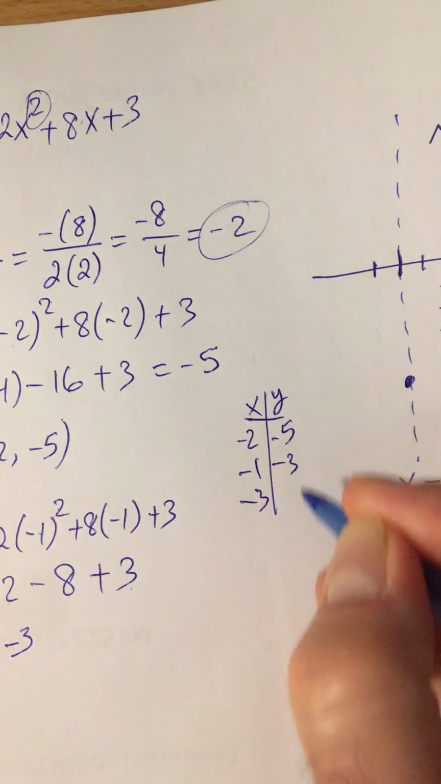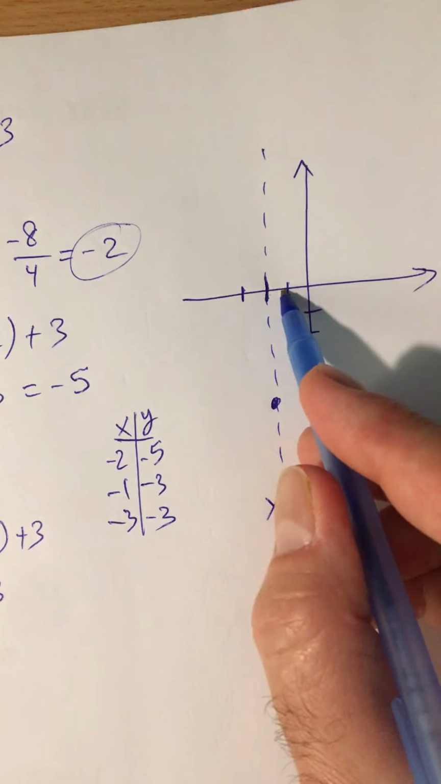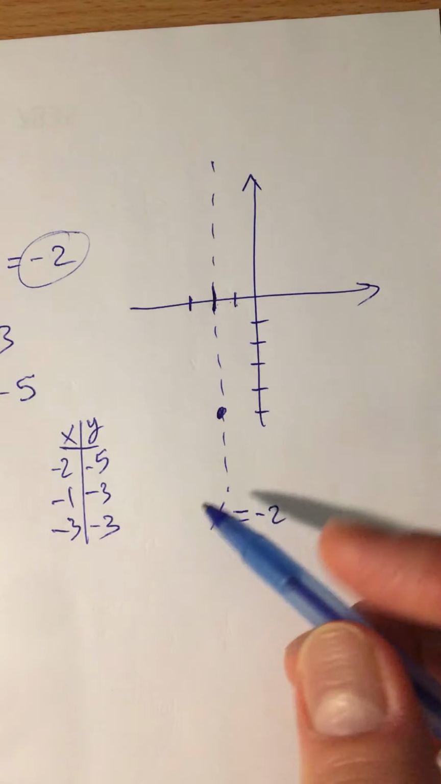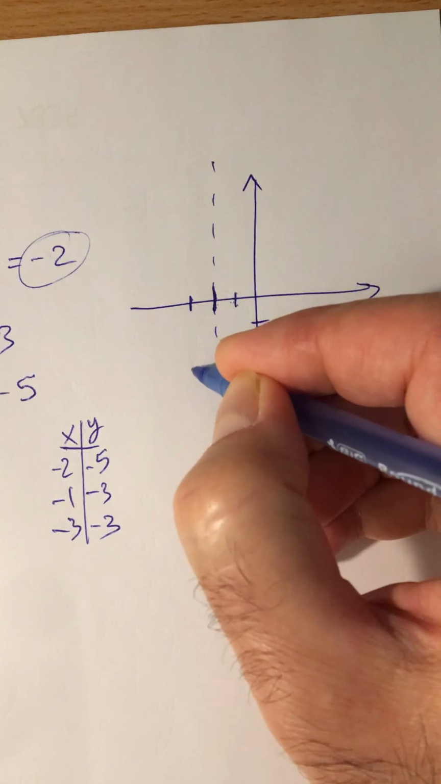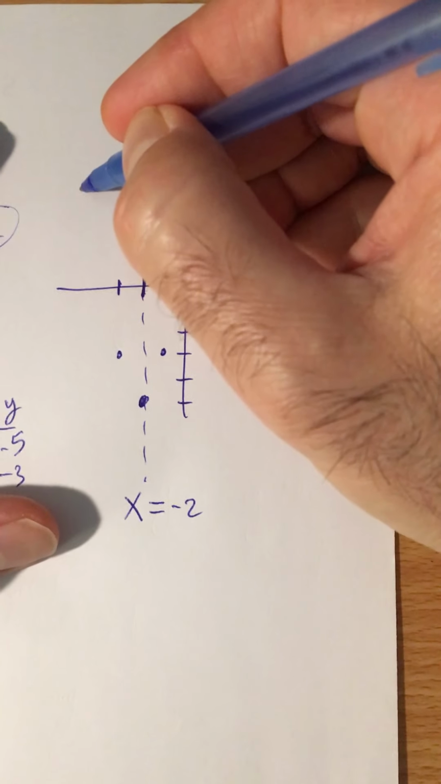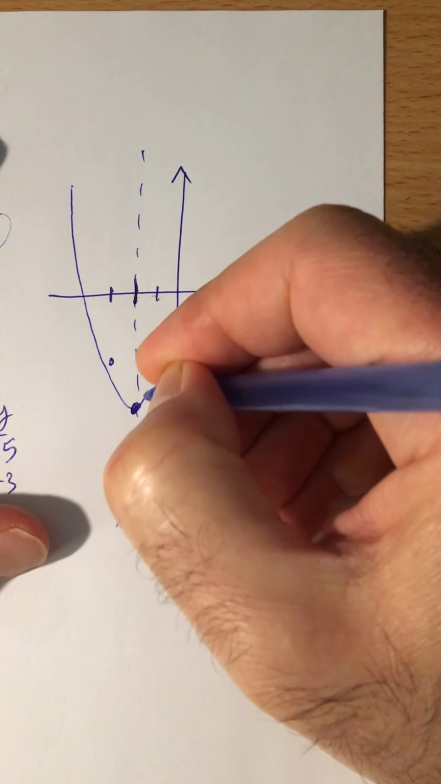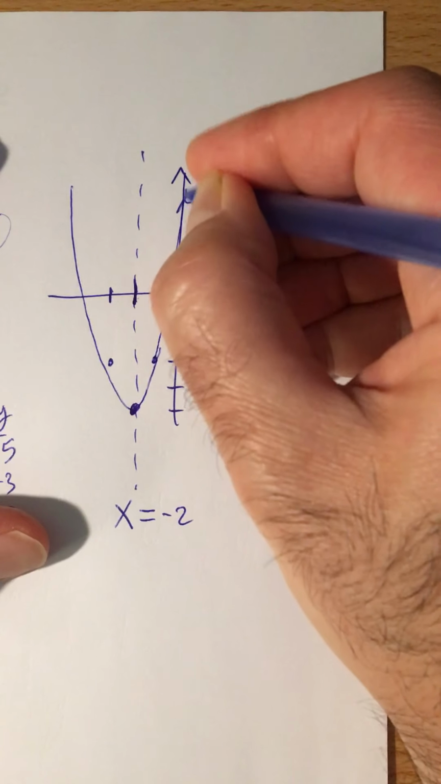So this is negative 3, and this will be negative 3, because the values are the same distance away from the axis of symmetry. So just plot it: negative 1, negative 3, and negative 3. Okay, here we go with my bad handwriting and drawing. Oh, it didn't pass through the point. Okay, so we'll go something like that.